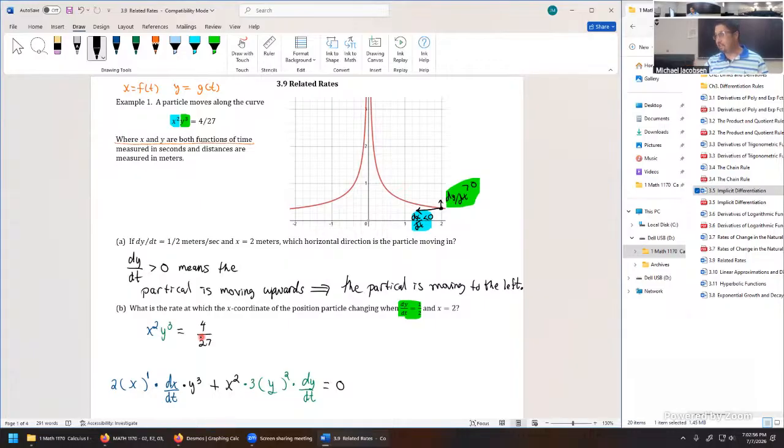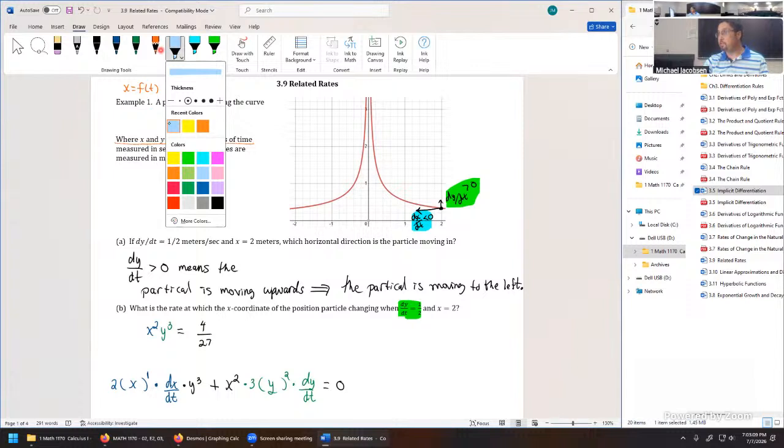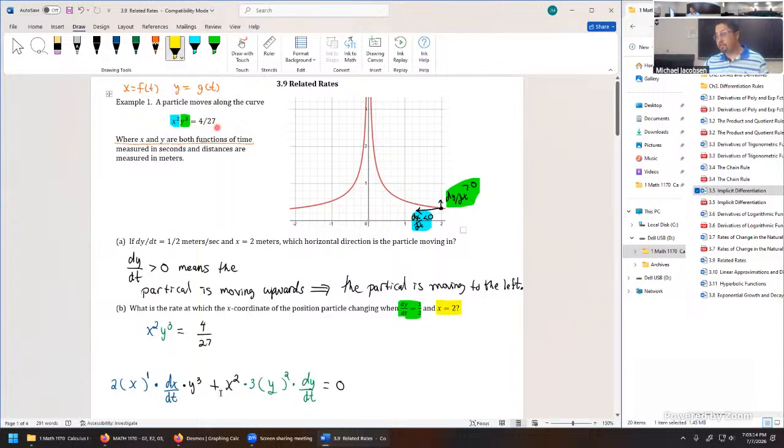That's kind of nice in a way. So we want to know what is the rate of change of the x-coordinate of the position particle changing, the rate at which it's changing when dy dt is a half and x equals 2. That means we're just trying to solve for dx dt.